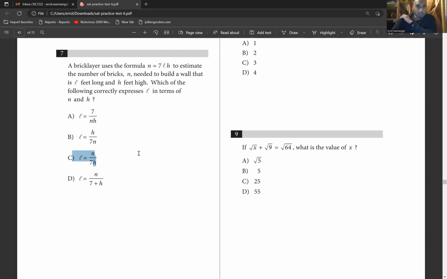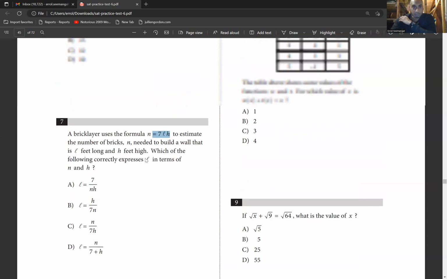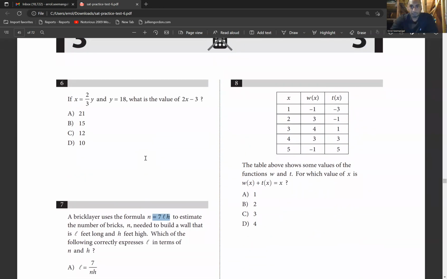Yes, exactly. If you take this right here and divide both sides by 7H, so L equals N over 7H. Yes. C.